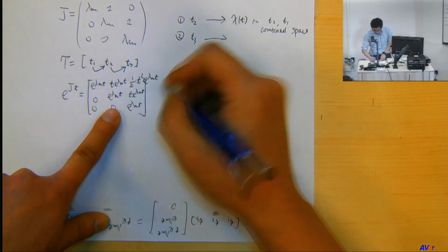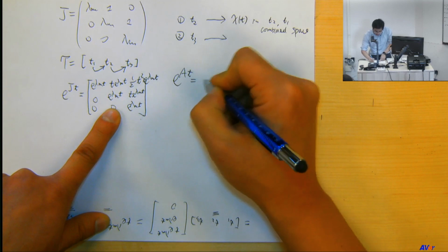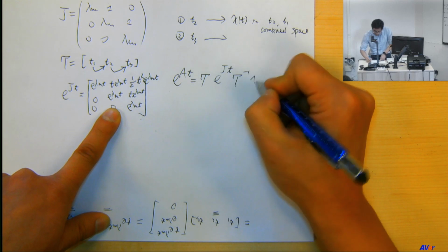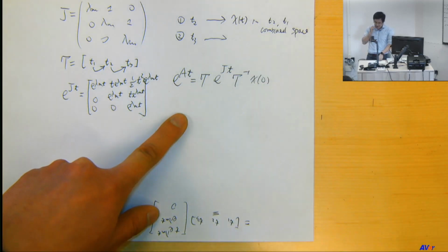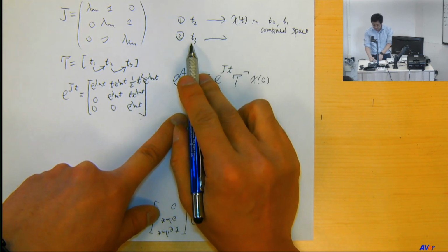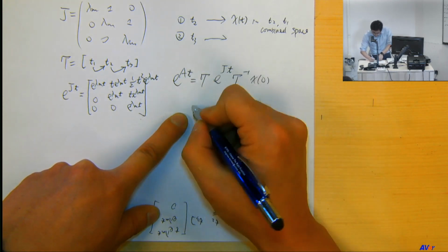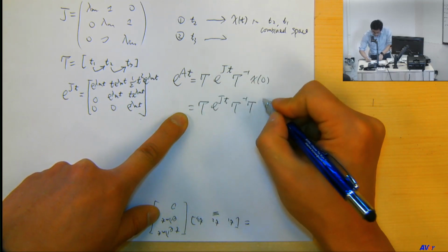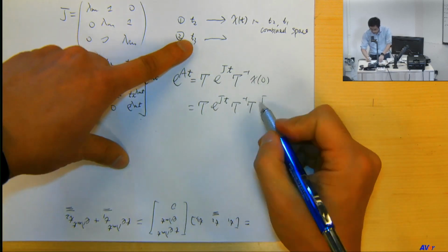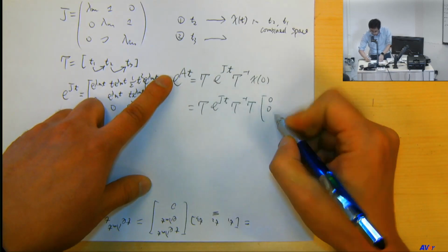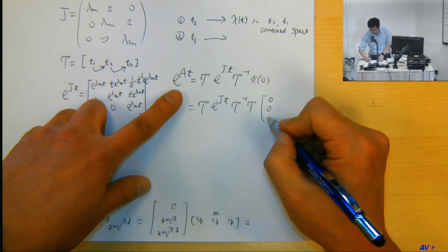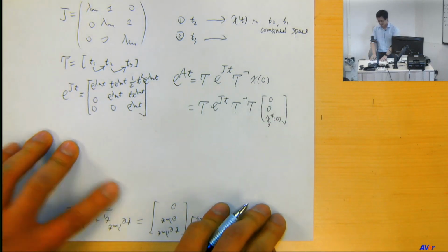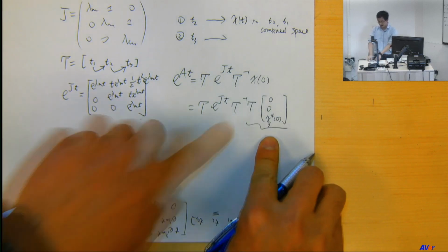So let's see. In this case, EAT is going to be equal to T EJT T inverse times the initial condition. Let's say my initial condition is in the third vector direction. So in the third direction of the vector, that means it's 0, 0. Let me choose, let's say, x3 star. So that's what it means if I start in the T3 direction.